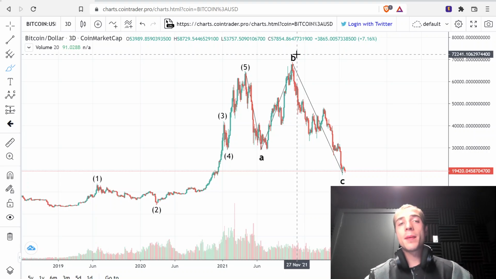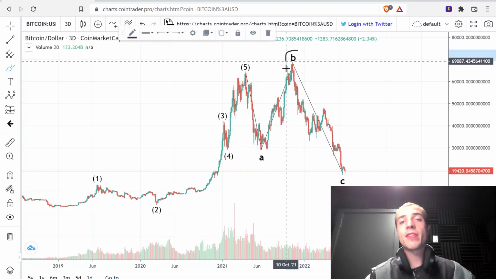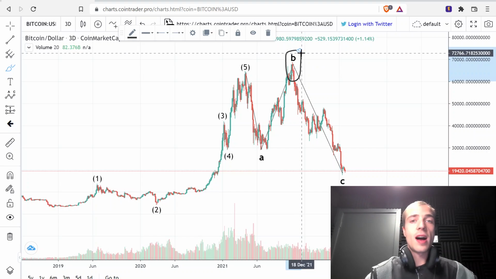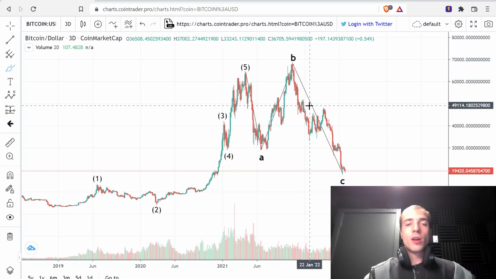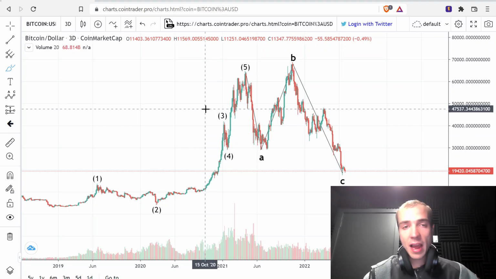In today's video, I'm going to be talking about how this expanded flat pattern caused a loss in my portfolio. So this is going to be a little bit more advanced Elliott wave theory.